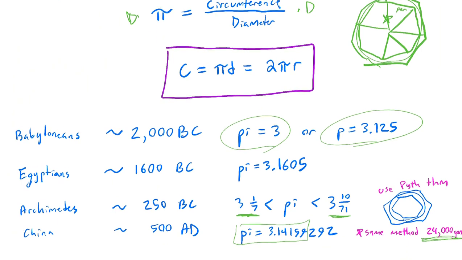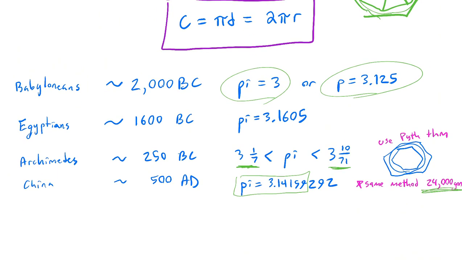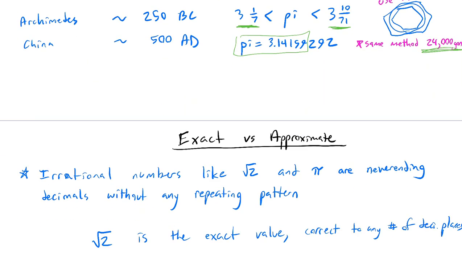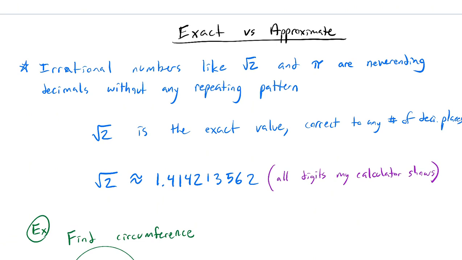Woo! Crazy. And so then, since then, we've just used computers and calculus and more modern methods to calculate to however many decimal places we want. But isn't that cool? Okay, one more note. Exact versus approximate. In this chapter, often we'll say, leave the answer in exact form or an approximate.